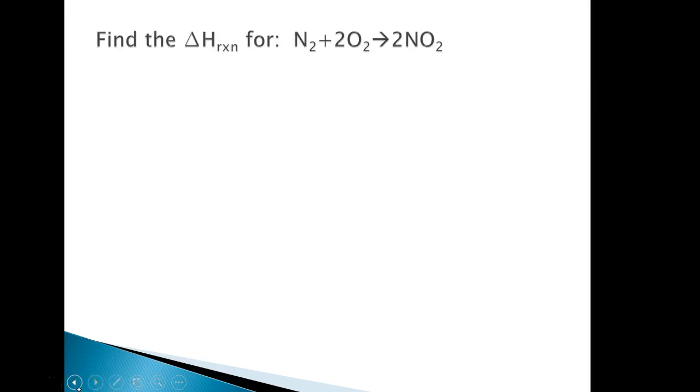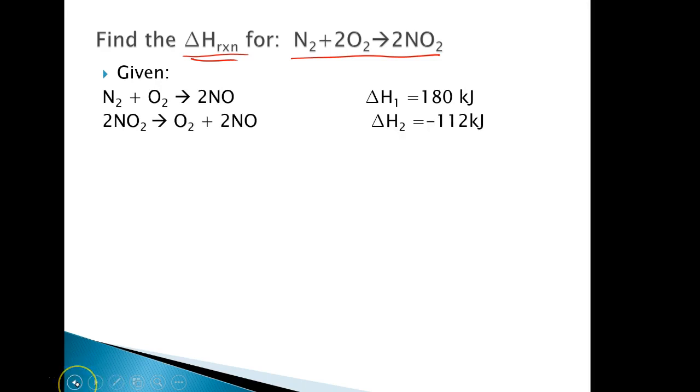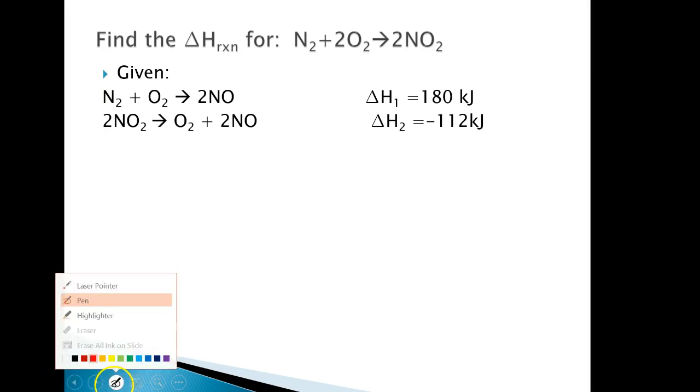So here's the problem. It says find the heat of reaction for this reaction. What I'm going to do is give you a series of equations, and I'm going to ask you to take these two equations and manipulate them so that those two equations, which are a system of equations, can be eliminated down to this equation. Now it sounds more complicated than it is, so you really do have to pay attention as I talk my way through it.